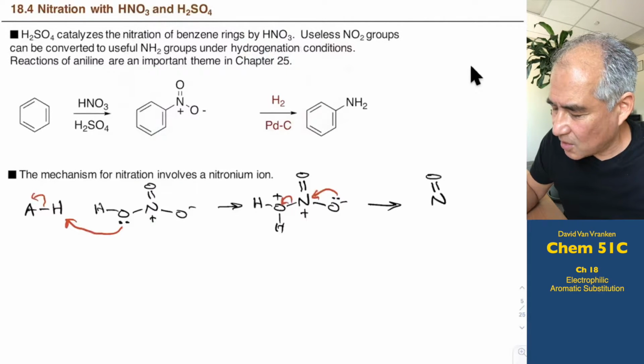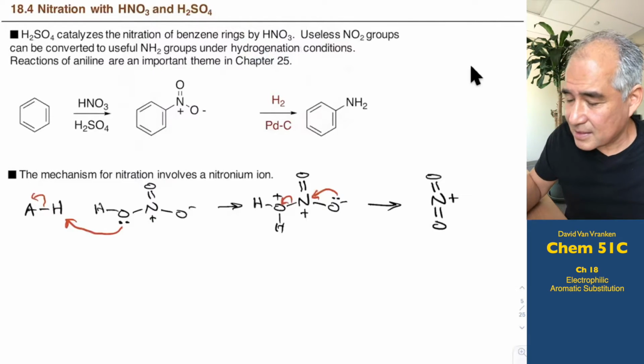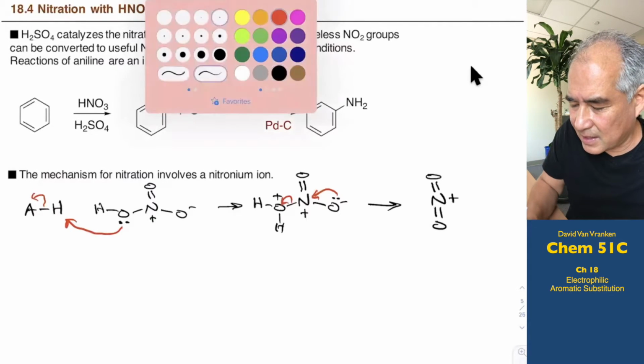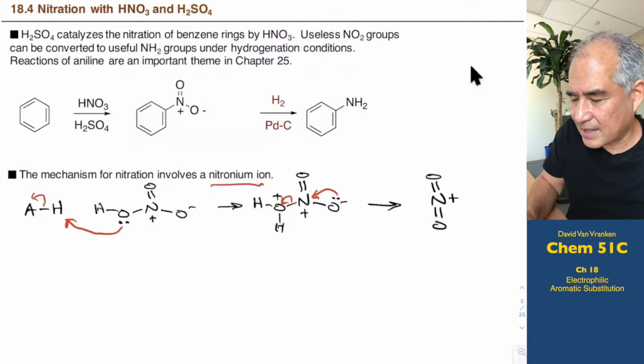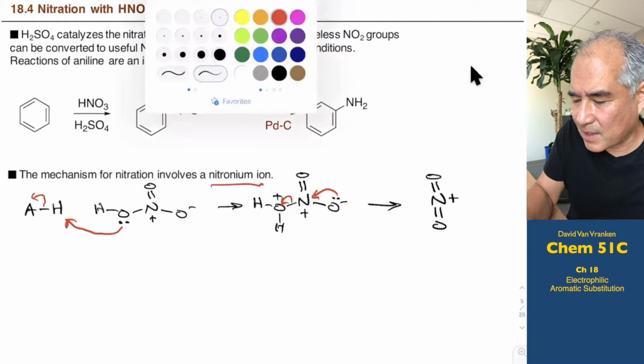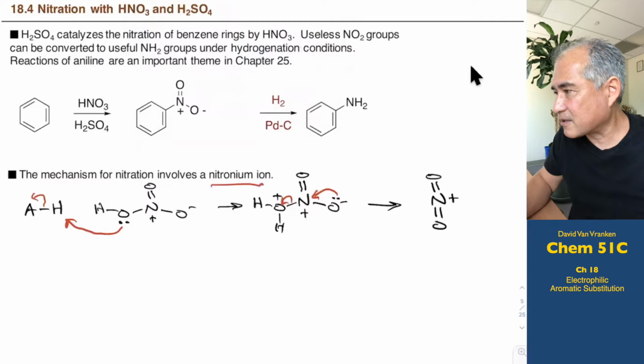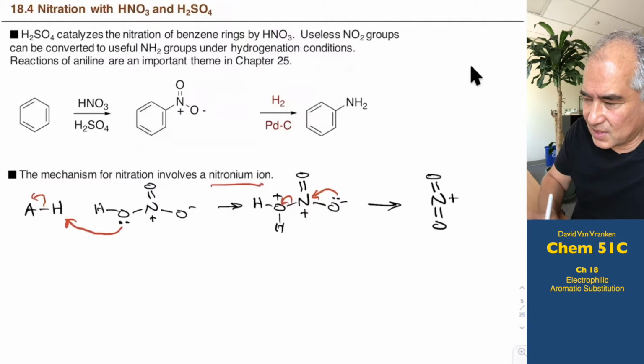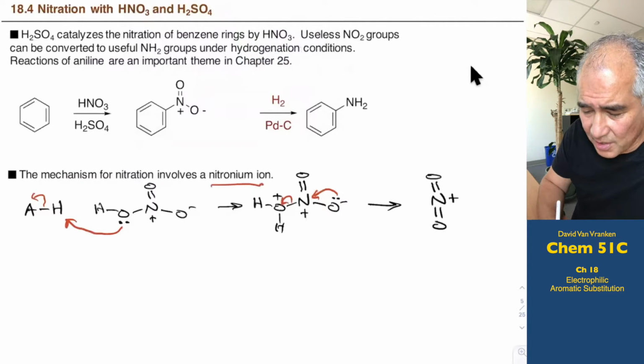The species called a nitronium ion. Nitronium ion, there we go. That's the nitronium ion that we've generated here. Let me go ahead and circle or underline that just to emphasize that's the nitronium ion. And that's the super reactive electrophile that's going to add to a benzene ring. So let's go ahead and draw out our mechanism for electrophilic aromatic substitution.